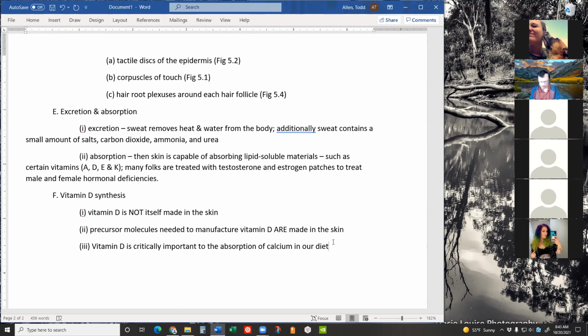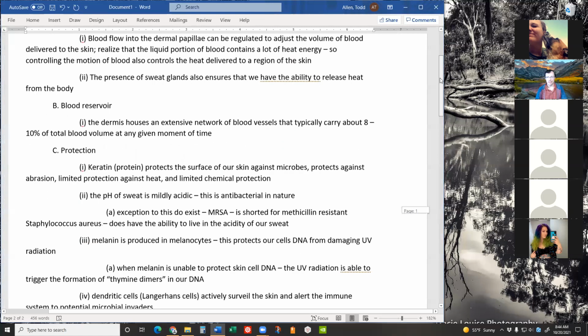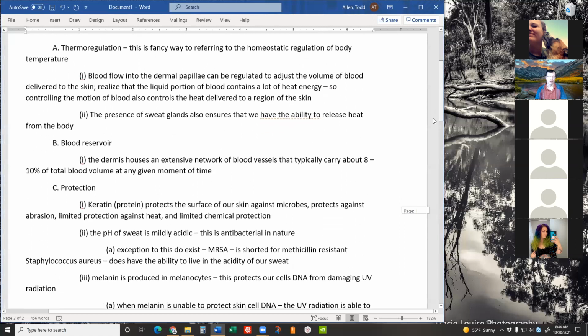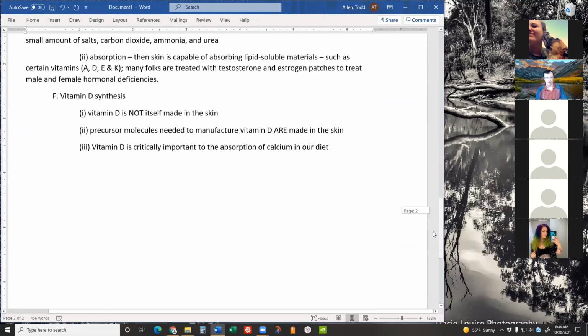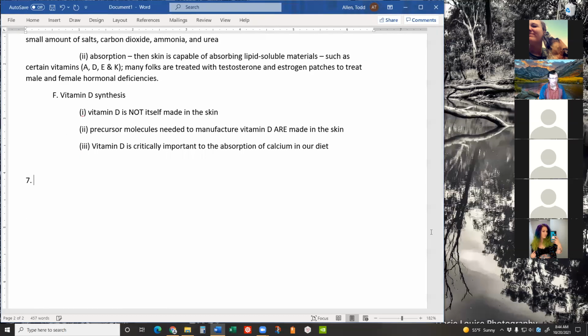So let's do this. I'm going to start by talking about hair. And hair is one of the structures that is actually given a pretty important figure in chapter 5, figure 5.4. Go ahead and open your textbook to figure 5.4. So we're changing our notes at this time from the skin to accessory structures of the skin. This is going to be number 7.